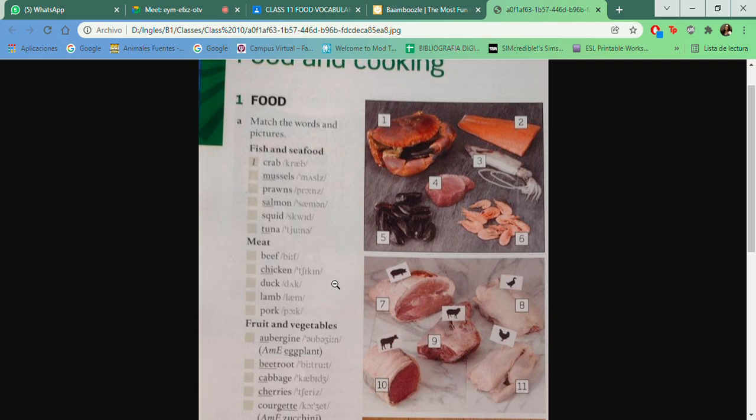Then we have number 7. It's pork. Very good. That is pork. Number 8. Duck. Yes. Number 9. Lamb. Very good. It's lamb. That is lamb. Yes.